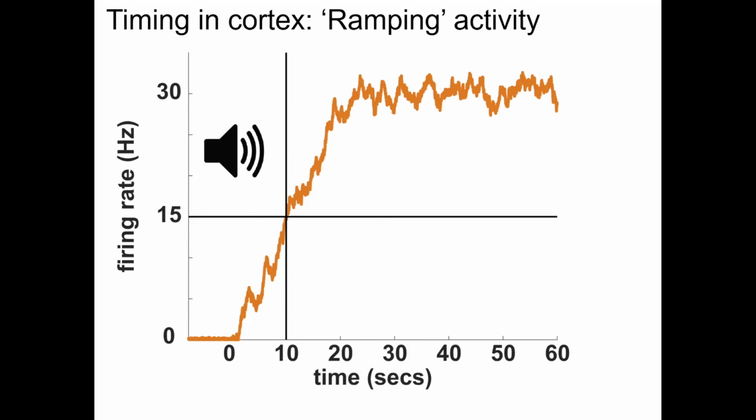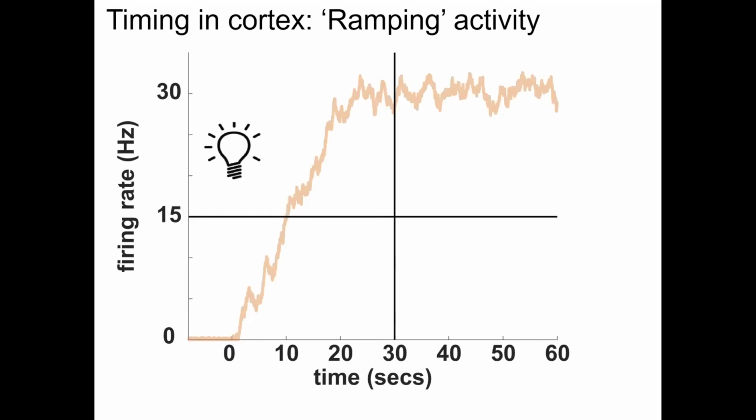And within this kind of a framework, we can time any interval we'd like. So for example, if we were to present this light that tells the animal to respond after 30 seconds, all this neuron has to do is decrease its slope, so slow down a bit to where it's going to hit this 15 hertz mark around 30 seconds now. And this is something that we do see in vivo during experiments, the scaling effect.